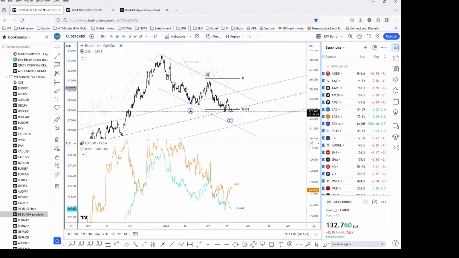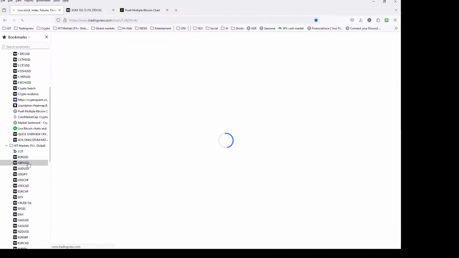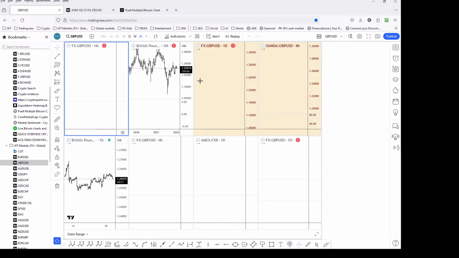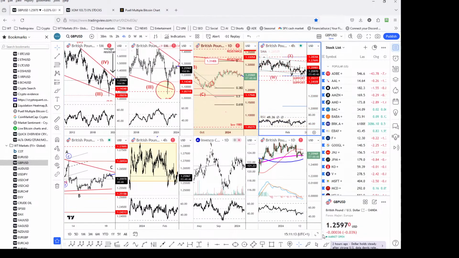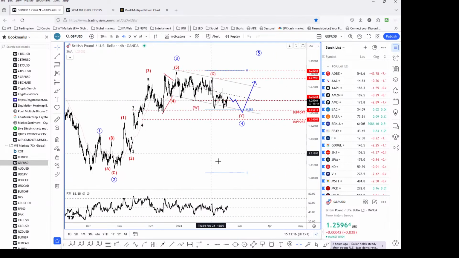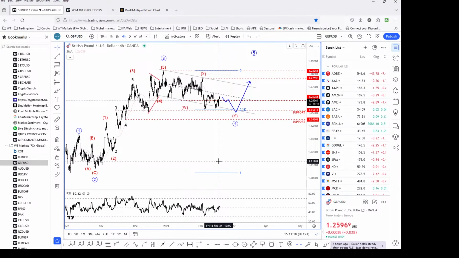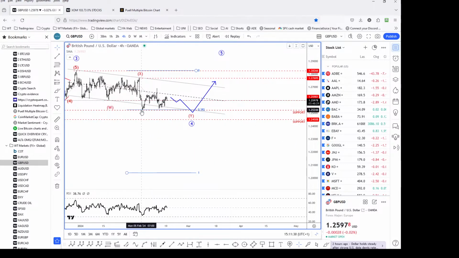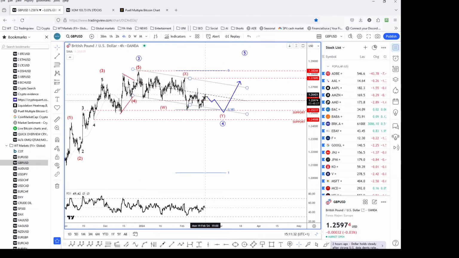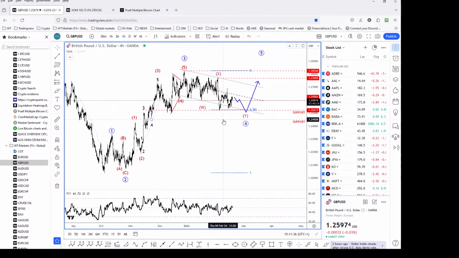Now if we also take a look at pound, cable came to the downside last week, and the reason is very simple. Of course, there was inflation in the US that came in more than expected, and in the UK it came in lower. So what we have seen is a turn to the downside on pound. There was some continuation down, but not really to a new low just yet.